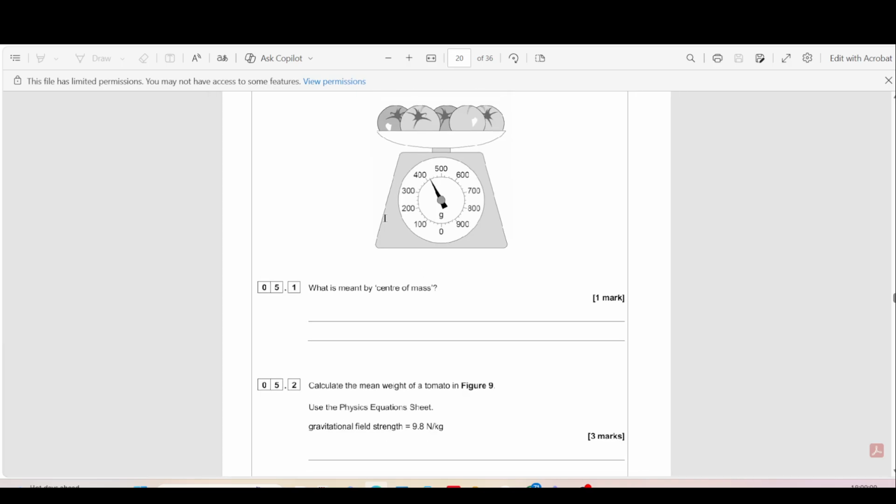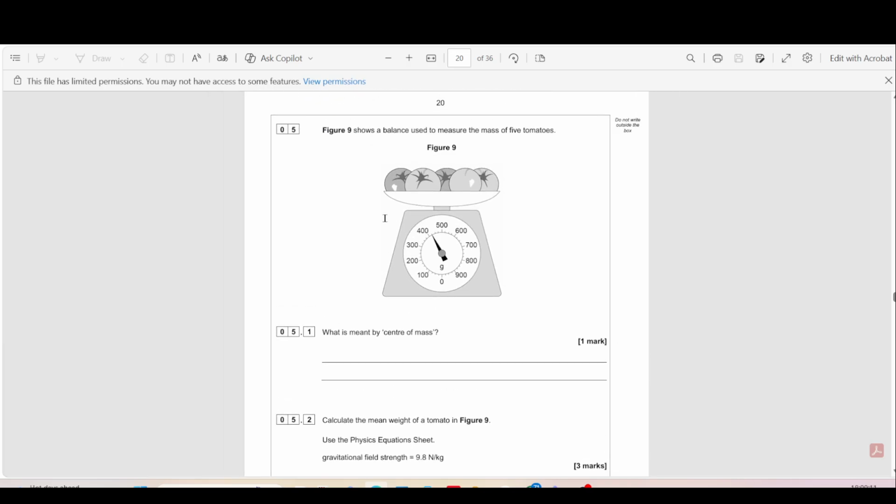So, what is meant by the center of mass? Where all mass is concentrated in the middle? Yes, the point from which weight may be considered to act, or the point where all the mass appears to be concentrated.